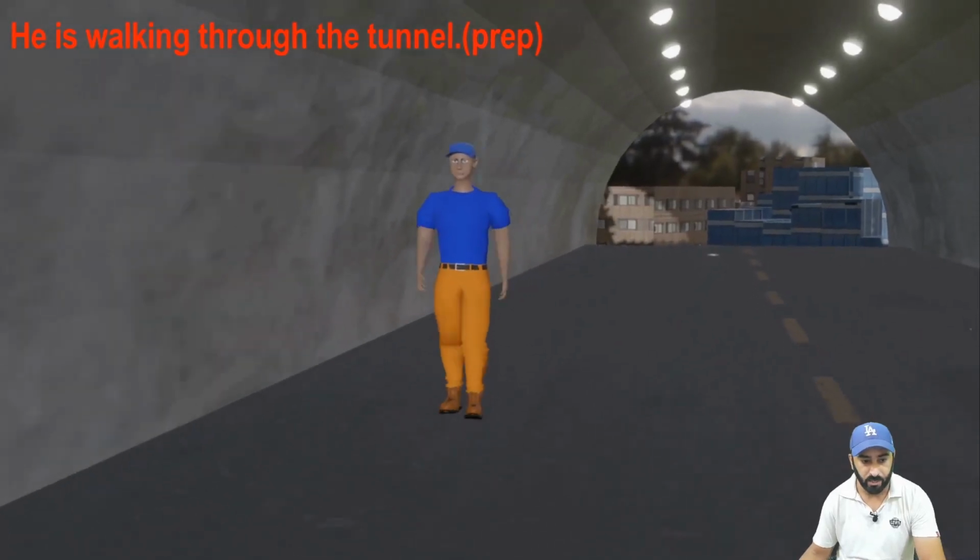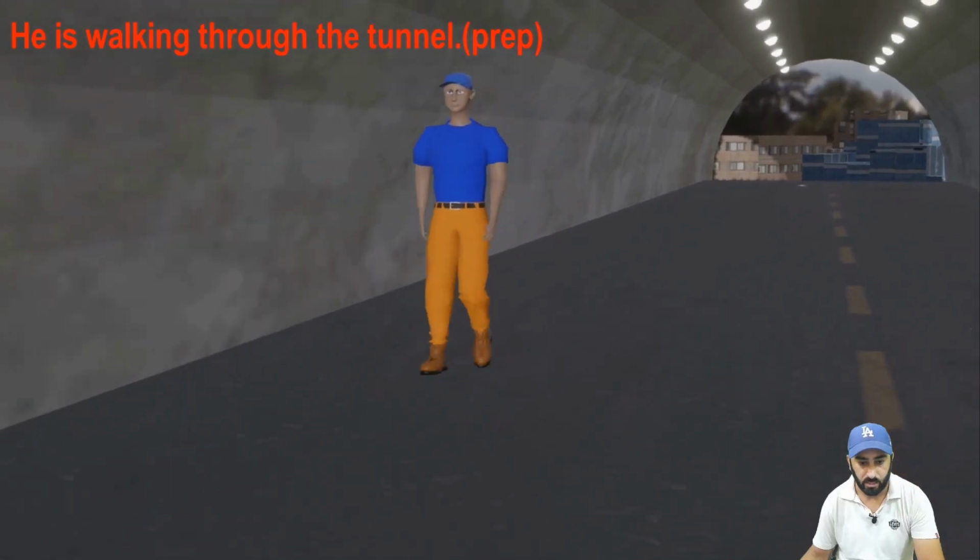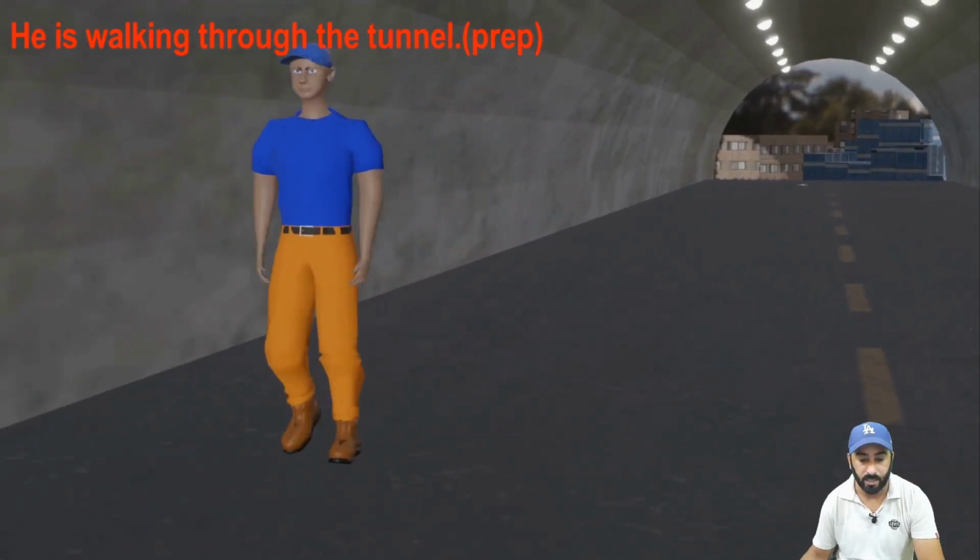As you can see here, again he is walking through the tunnel. As you already know, through is used whenever we are surrounded by something. So here the tunnel is surrounding us, so we cannot use across, we will use through. जब भी आप किसी चीज़ के द्वारा surround हो रहे हैं, so at that time you need to use through. That example makes everything clear. So let's get back to our theoretical examples.